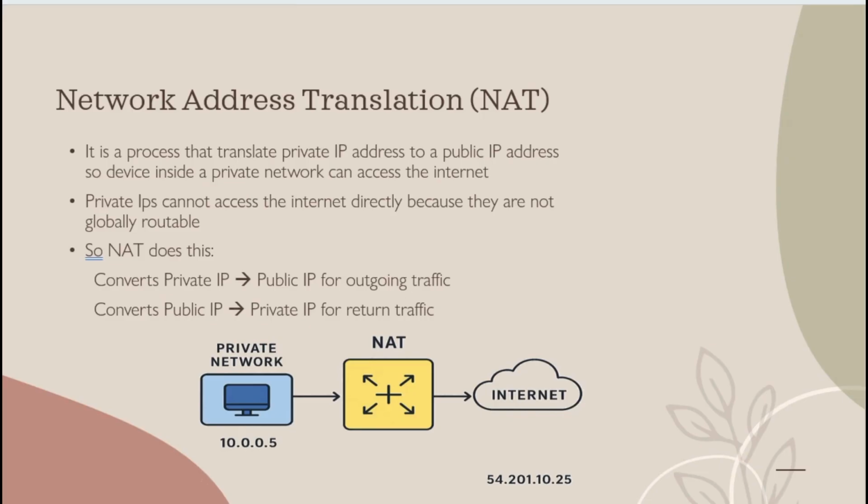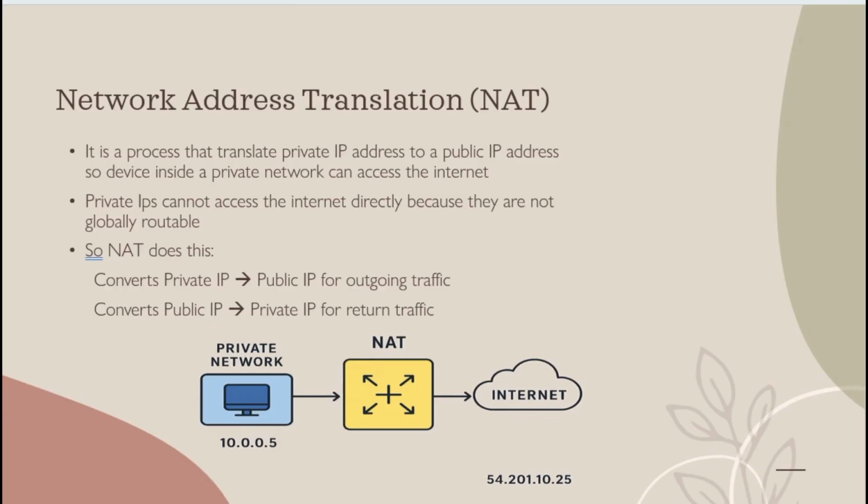Let us consider an example. I launched the EC2 instance in the private subnet, and that EC2 instance contains the private IP 10.0.0.5, and I want to make the instance connect to the internet. Then I use the NAT gateway. The NAT gateway converts that 10.0.0.5 private IP to the public IP, which is 54.201.10.25. So it is a public IP which is unique around the world and it cannot be repeated.